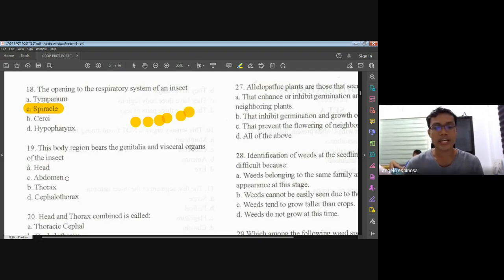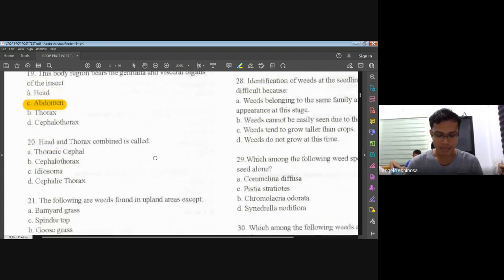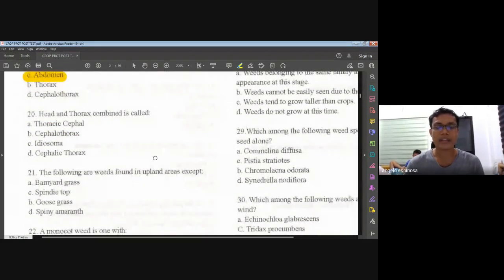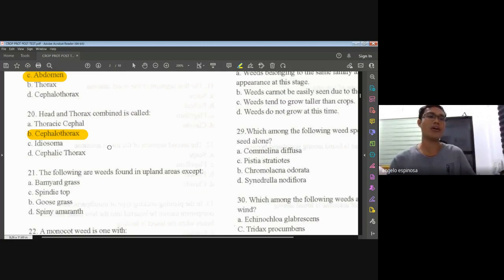The correct answer is the abdomen. Where can you see also the reproductive organs? Okay? Number 20, head and thorax combined is called. Ano daw tawag? When the head and thorax is combined. The correct answer is letter B. That's what we call cephalothorax. Okay, ang tawag po dyan ay cephalothorax.